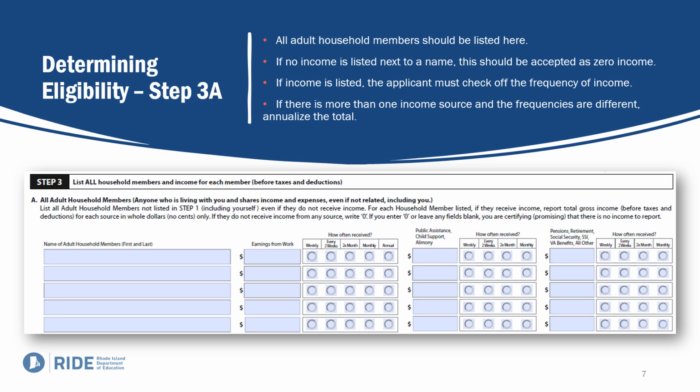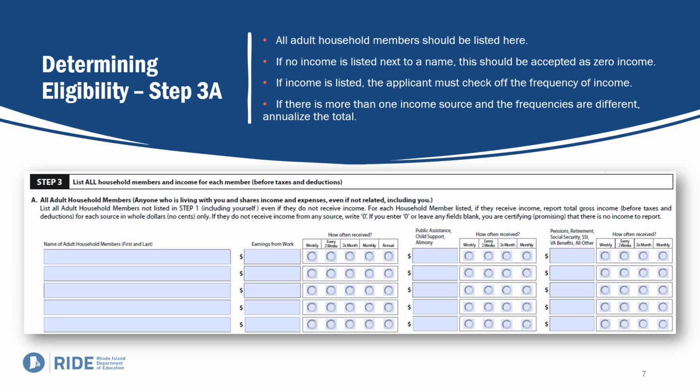Annualizing would also be necessary if just one adult was listed, but they had multiple types of income with different frequencies for each type of income. You can find a list of conversion factors for all the different types of income frequencies on the back of the application under the For School Use Only section.